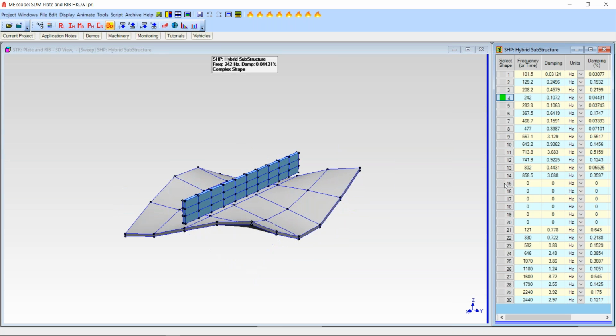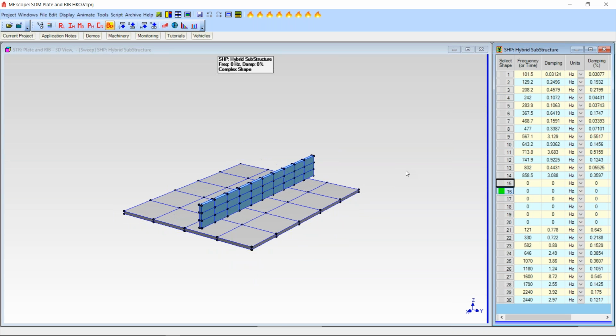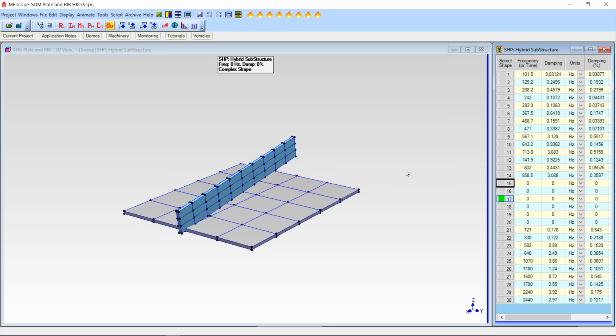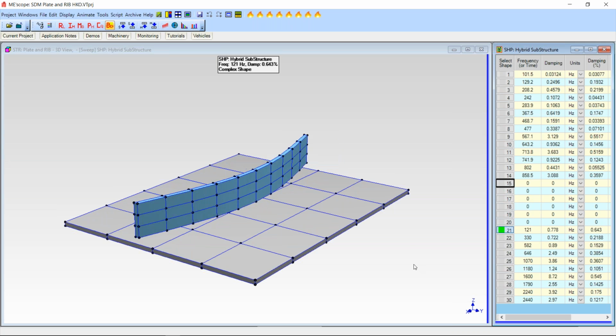If I click down here on number 15, there is one of the rigid body or the free modes of the rib. There's another one. So there's going to be 6 of these. These came out of the FAA solver, and we've merged them together with the modes of the plate. So these are all the rib modes now we're looking at.